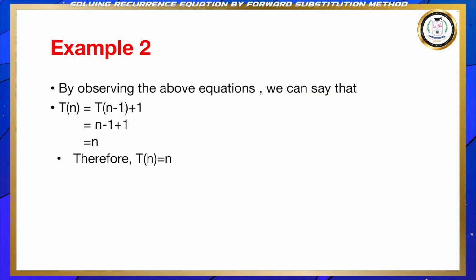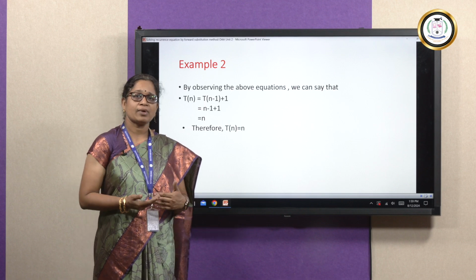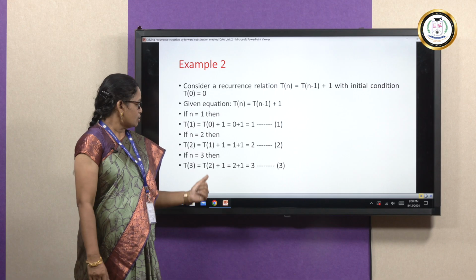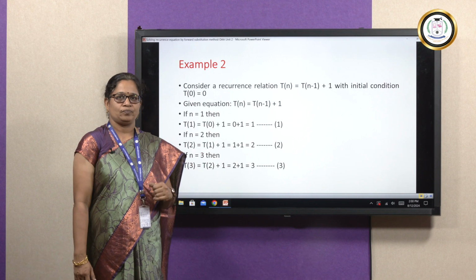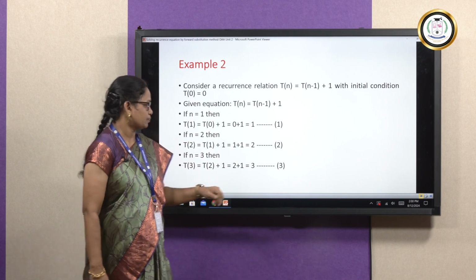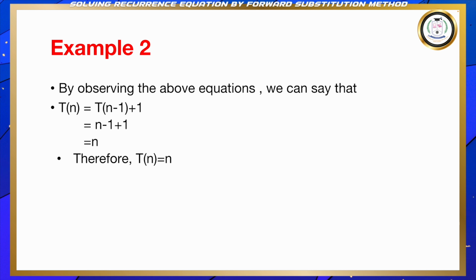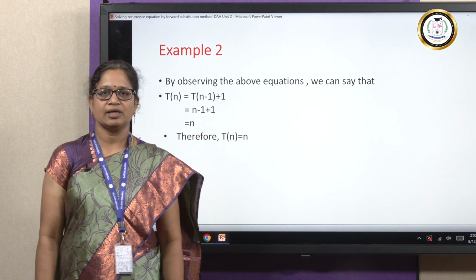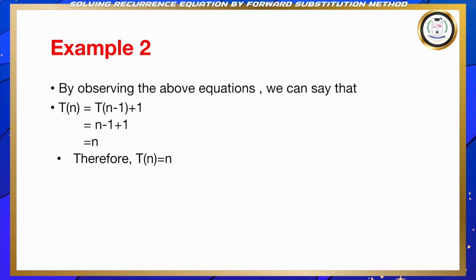By observing the above equations, we can say that T(n) = T(n-1) + 1. What will be T(n-1)? It is n-1, because in all these terms we get T(3) equal to the previous term plus 1. The value of the previous term T(2) is 2, and T(1) is 1. So the value of T(n) will be n-1+1. The -1 and +1 get cancelled and we get the value n. Here we conclude that T(n), the time complexity of the given recurrence equation, is n. So it is a linear time complexity.